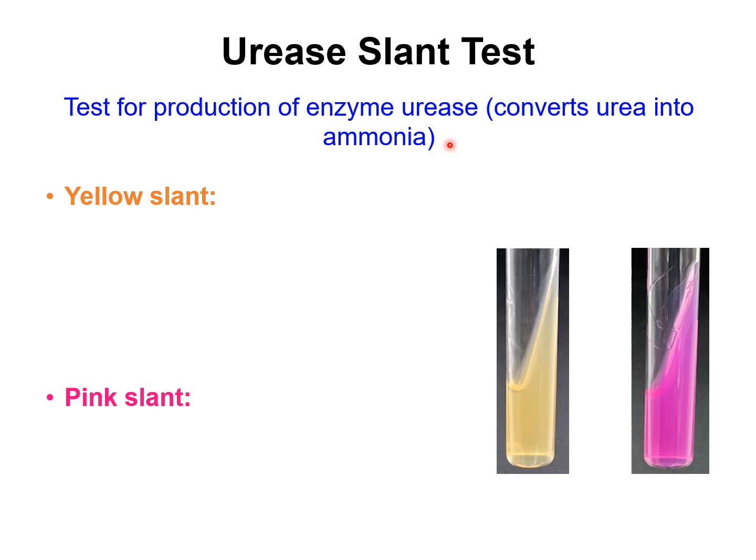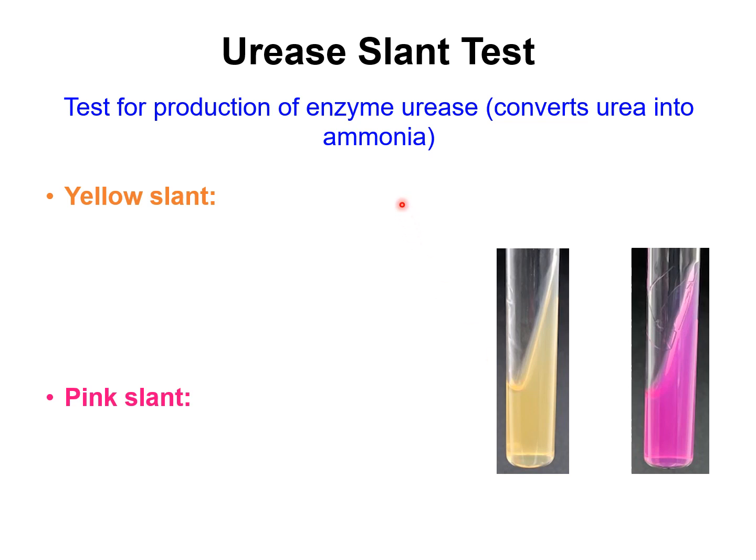And ammonia is, like, cleaning products have ammonia. So this is the same ammonia that would be produced. And ammonia is basic. So usually in those slants right here, there's also a pH indicator that's added. Remember how, for example, with the phenol red pH indicator, when you get a pink color, that would be a basic medium.